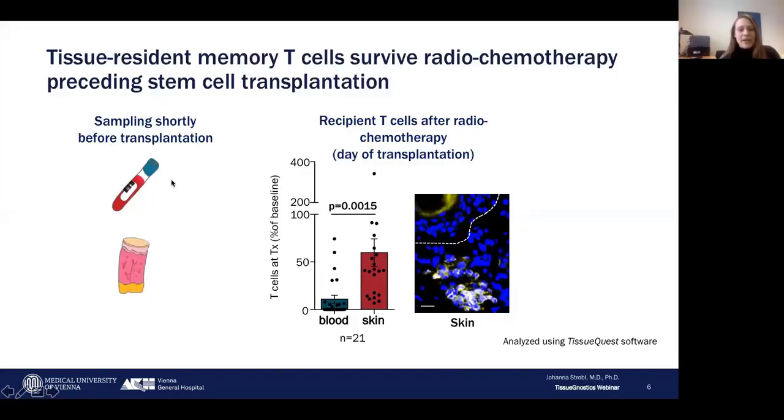So we sampled patients shortly before transplantation and took blood and skin samples and then looked at the distribution of T cell markers, for example, using TissueQuest software. And indeed, we found that while the blood T cells were almost completely eliminated, in skin we saw around 60% of T cells from baseline values.